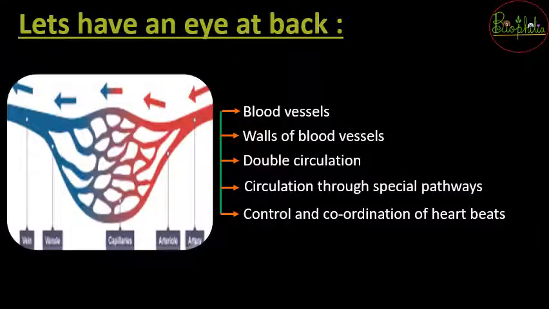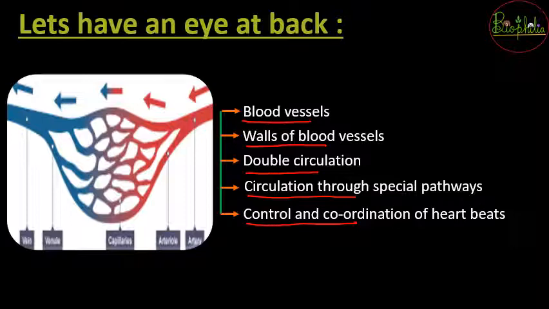So let's recollect the brief highlights of the previous topic that we had covered, which included blood vessels, walls of blood vessels, double circulation, circulation through special pathways, that was portal systems, and then finally we concluded the video with understanding of control and coordination of heartbeats.